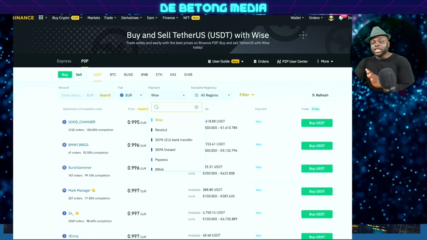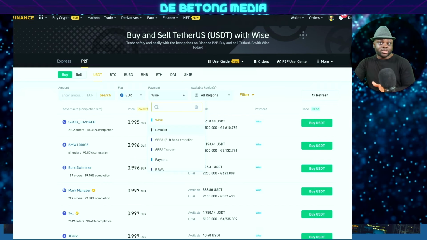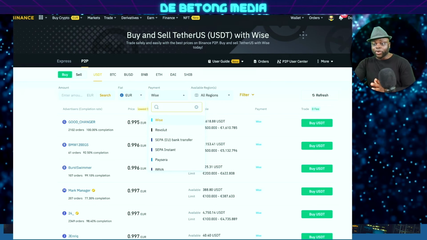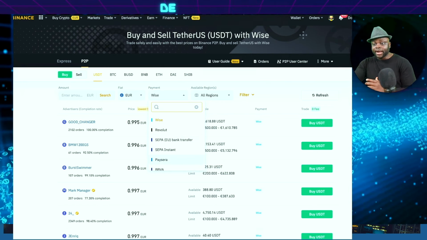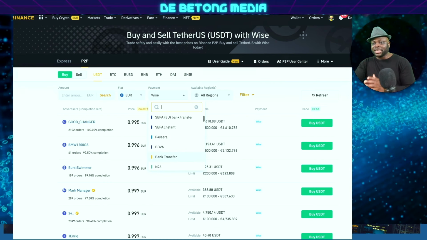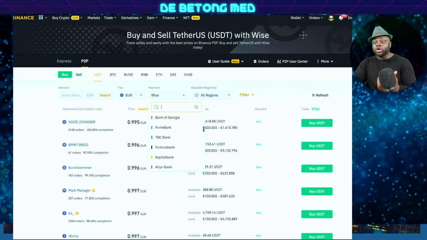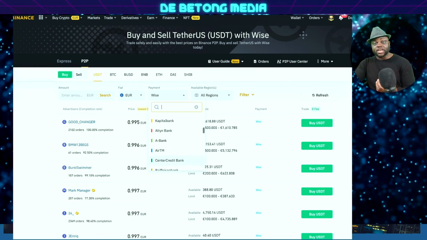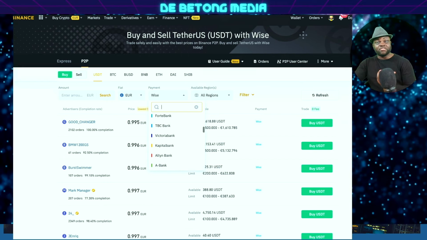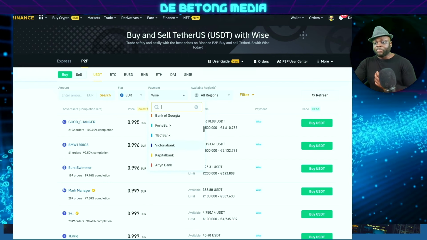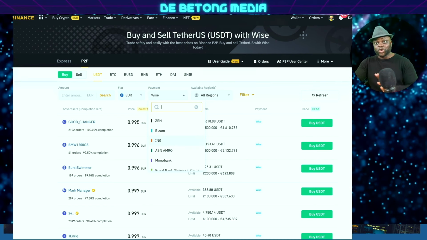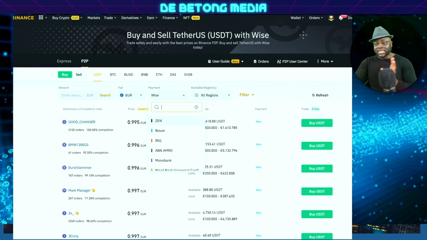Now, these are the top different payment solutions that you're going to be part of, like Wise, Revolut, SEPA Instant, SEPA, bank transfer, Paysera, BBVA, and this. I mean, there are so many in the list depending on which country you find yourself in or which payment solution you want to choose, depending on whether you are eligible to be part of such a payment method. Do this before you go to place any ads, to sell or to buy.